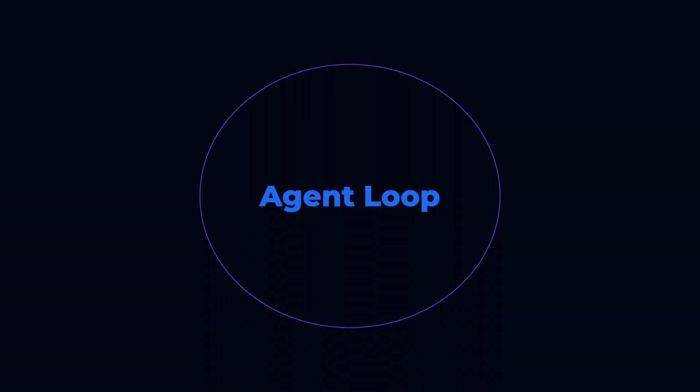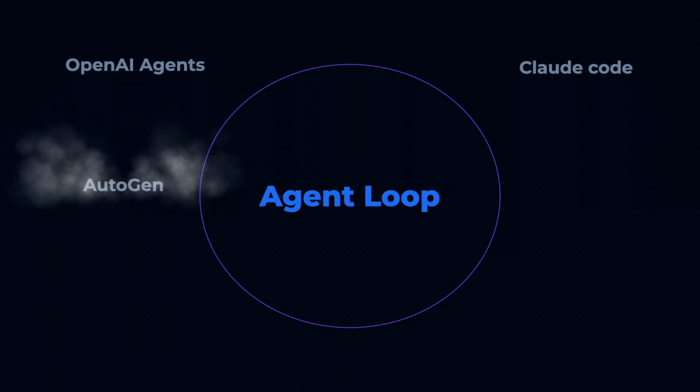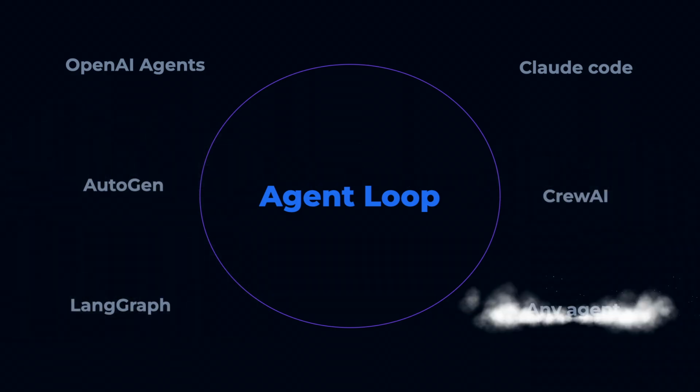And once you understand this loop, you will understand how almost every modern AI agent works, from OpenAI agents to Claude, AutoGen, Crew, LangGraph, and many more.